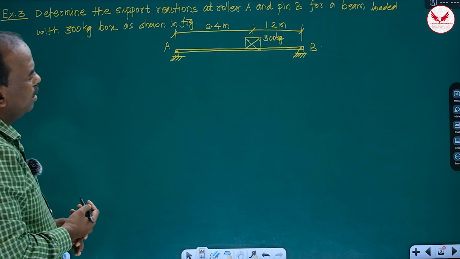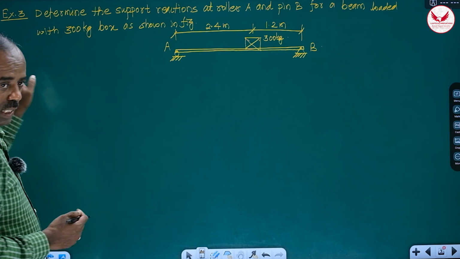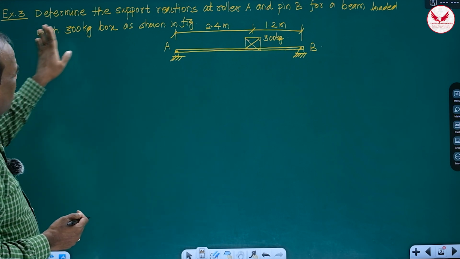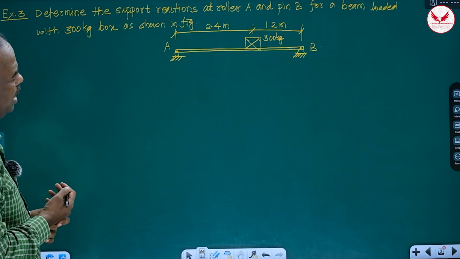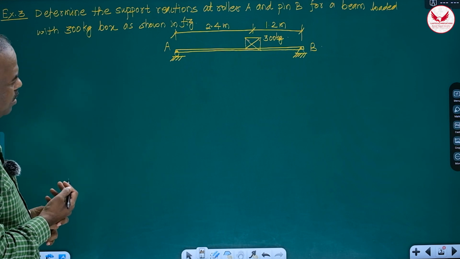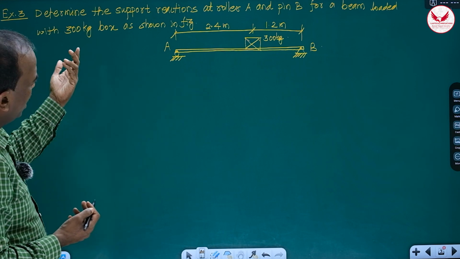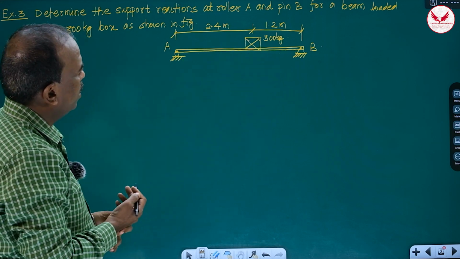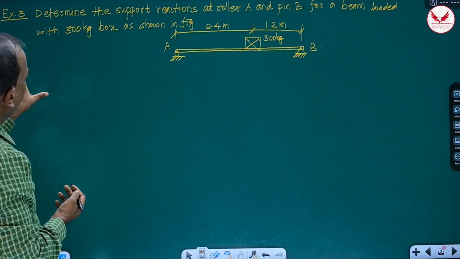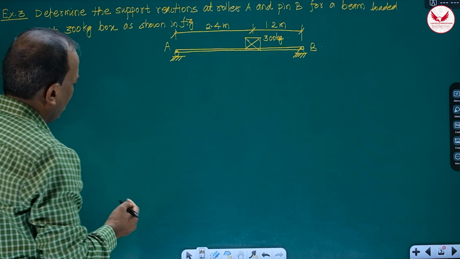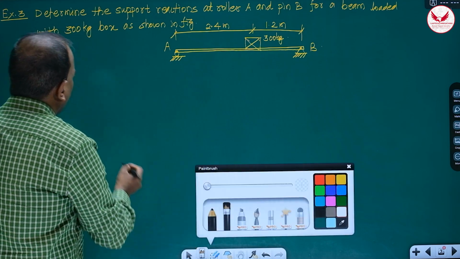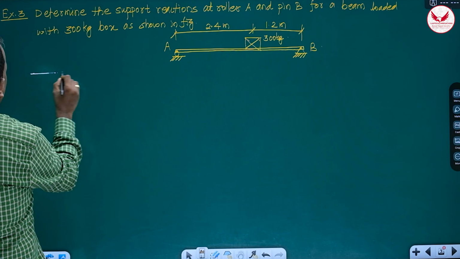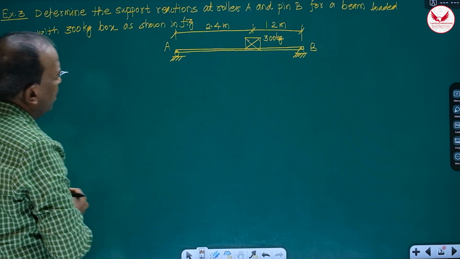Third example. Beams examples are always simple. Determine the support reactions at roller A and pin B. Means here it is directly mentioned, it is a roller support, it is the hinge support. Pin B for a beam loaded with a 300 kg box as shown in figure. So what is the first step? Draw its free body diagram. So how can we draw the free body diagram?